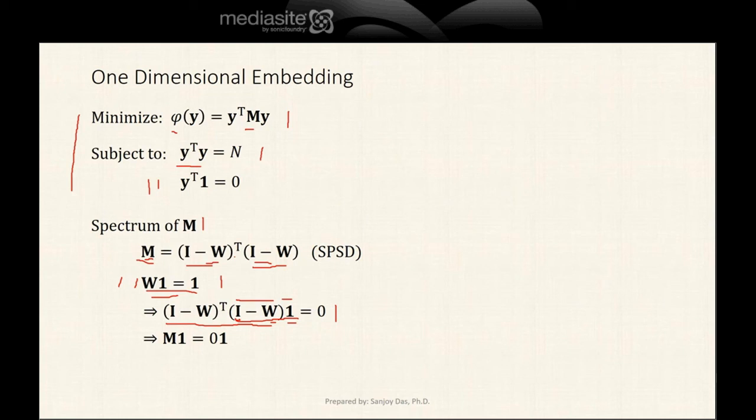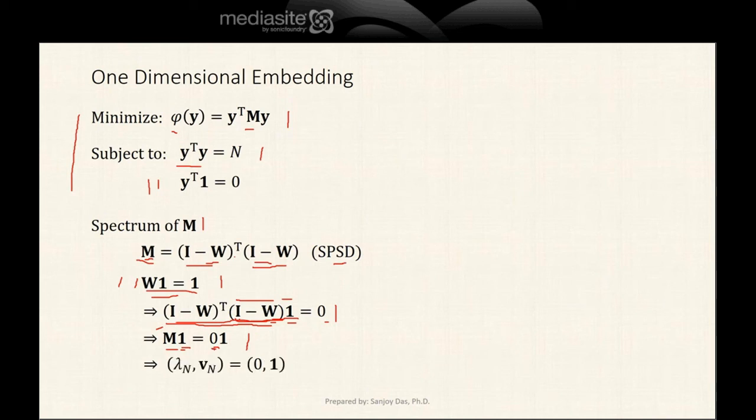So M times 1, since I minus W transpose I minus W here is nothing but M, what we see is that M times this vector 1 is equal to 0, which is the same thing as 0 times the vector 1. And this fits the definition of eigenvalue, eigenvector. So 1 is an eigenvector of our matrix M, and the corresponding eigenvalue is 0. And since it is positive semi-definite, all the eigenvalues are non-negative. So the smallest eigenvalue is 0.